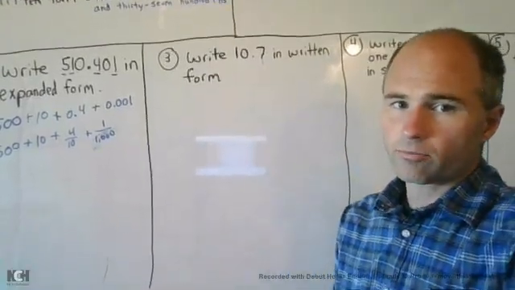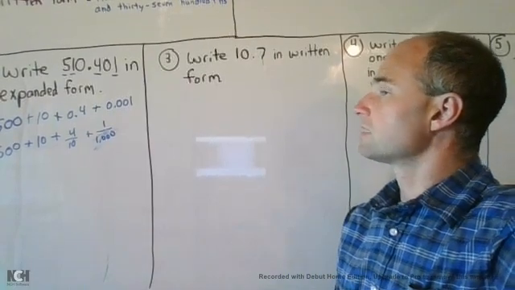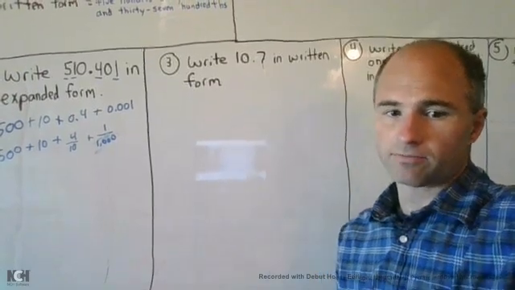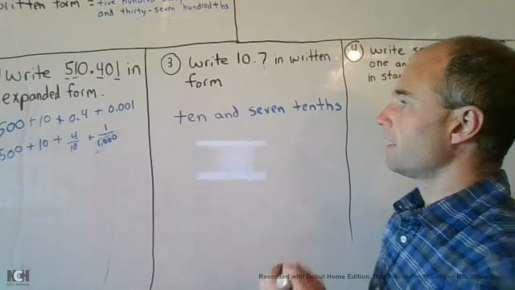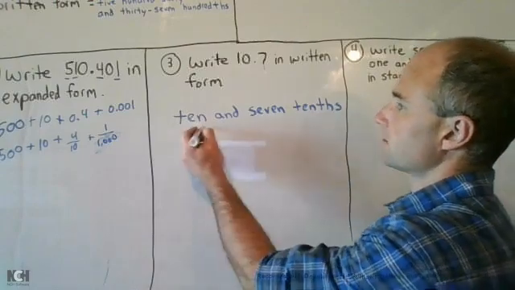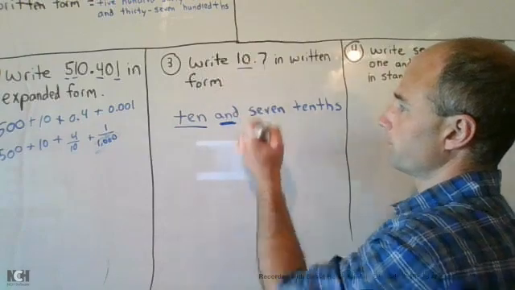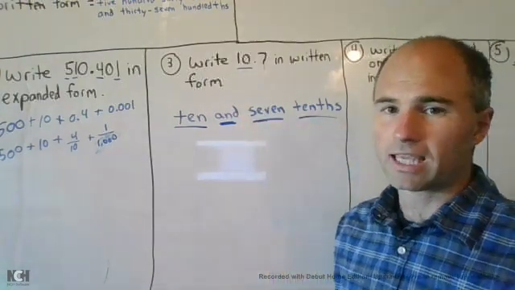Number 3, please write 10 and 7/10 in written form. Do that now. And we're back. Okay, 10 and 7/10. 10, there's my 10, and that's my decimal, 7/10. Easy peasy.